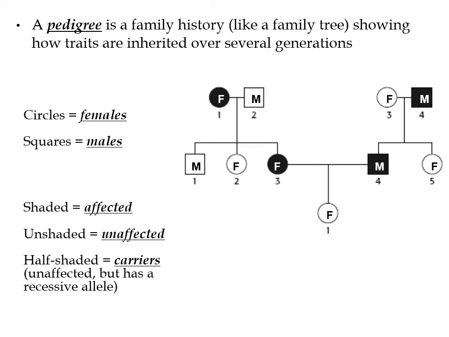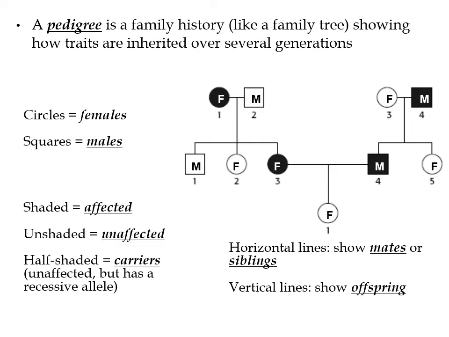Like if it's a recessive condition, but the person has one dominant allele and doesn't exhibit it. We call those people carriers since they carry the gene even though it's not able to be expressed. Horizontal lines connecting people show siblings in the same generation or mates. So right here we have a line going between a male and a female. That's showing that these people had kids.